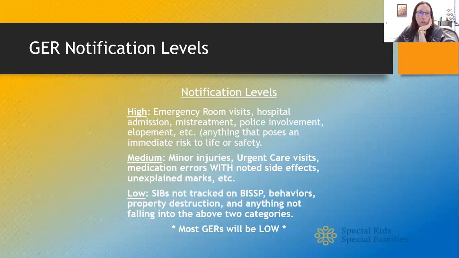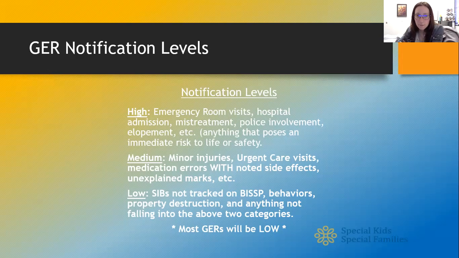All right, so notification levels. You've heard me say it probably 100 times now that you'll be advised on how to classify the general event reports. So in Therap, the notification levels, there's 3 of them, so it goes low, medium, high. Your high notification level GERS are going to be those critical incidents. So emergency room visits, hospital admission, mistreatment, police involvement, elopement, etc. Anything that poses an immediate risk to life or safety.